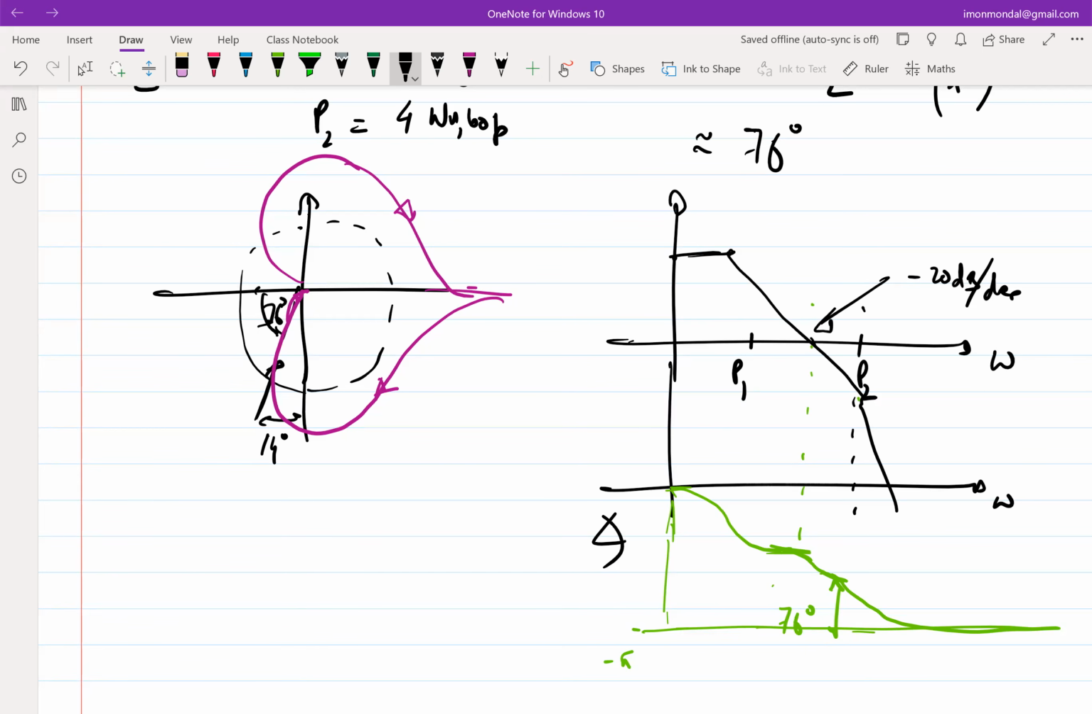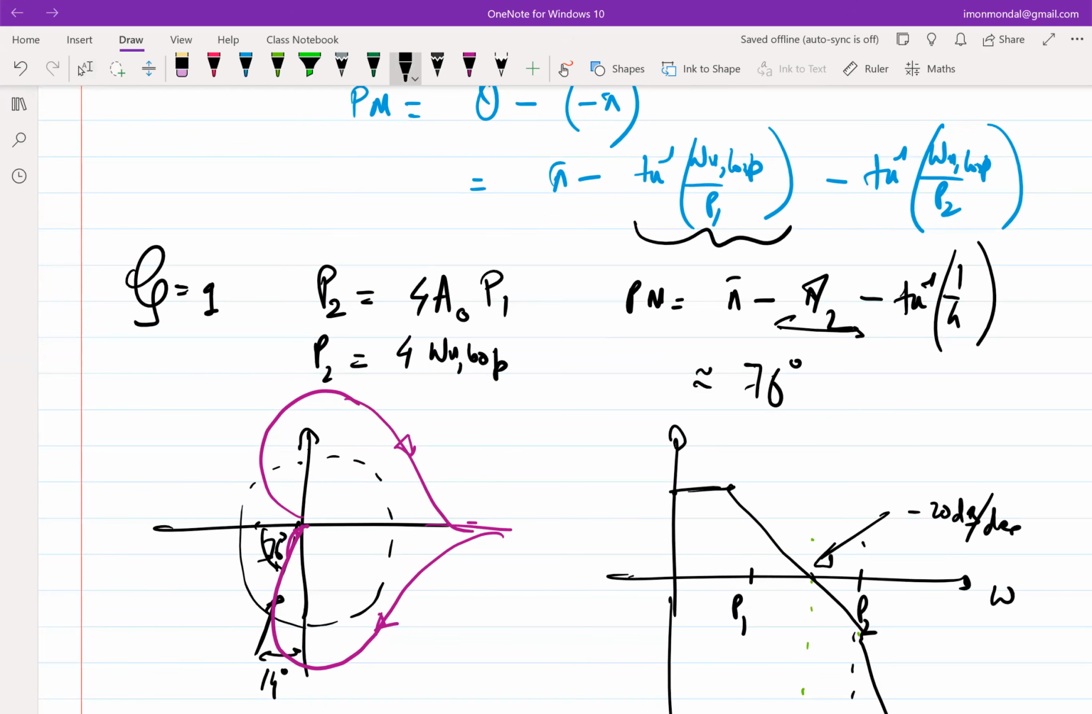If P2 is before omega U loop, what will be the slope at omega U loop? Minus 40. So your phase margin will be better or worse than 76 degrees? It will be worse, because this one is anyway giving you minus pi by 2, and this one will give you more than 45 degrees since P2 is before omega U loop. You have tan inverse of minus 1 and higher, which means more than 45 degrees of additional phase lag. The other case was only giving you 14 degrees of phase lag. So it's worse than critically damped. It will be underdamped, which is not particularly good.